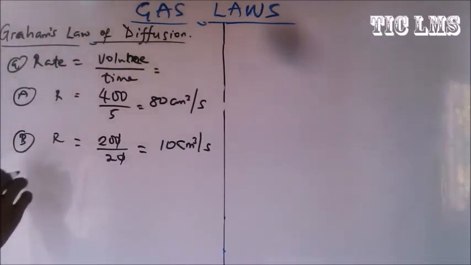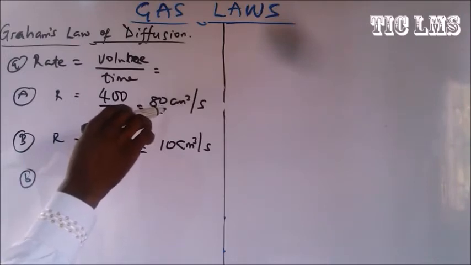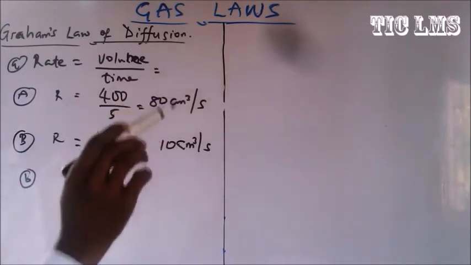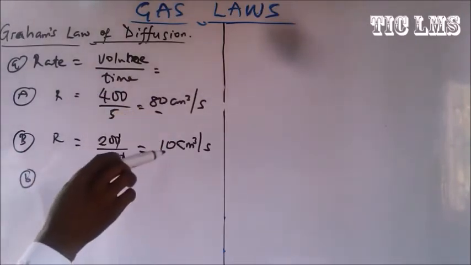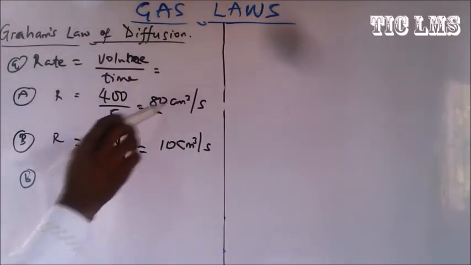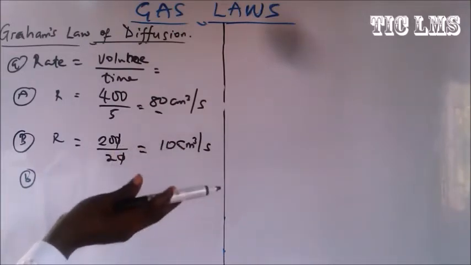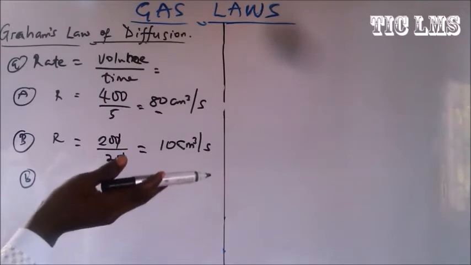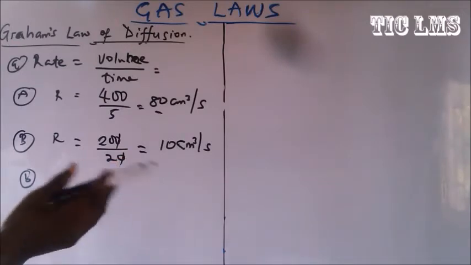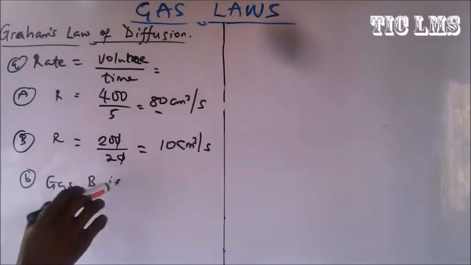Then B, we're asked which of the gases is denser. Now how do we know the one which is denser? This 80 centimeter cubed of volume passed in 1 second, and for this, 10 centimeter cubed passed in 1 second, meaning that this one passed faster than this. This one passed slower, meaning that this one is a bit denser. Denser has to do with being kind of heavier. So we have that gas B is denser.